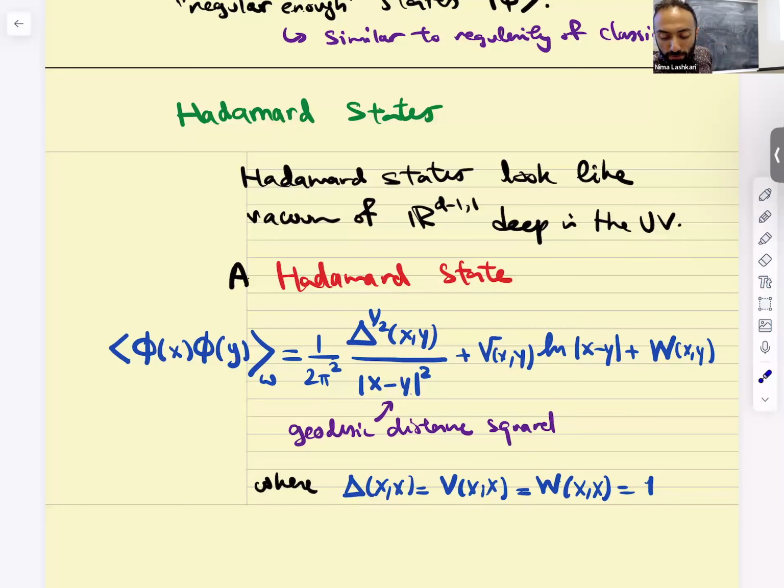This thing is a function of x and y that in the limit of coincident points is 1. There could be a log term as well. Do you know why? Think about even dimensions: there could be a log term. What's the 2-point function in 1 plus 1 dimensions? It's log. In all even dimensions, there could be such a term. But this is also v of xx is 1. And then these are things that are just functions that in the limit of coincident points are finite.